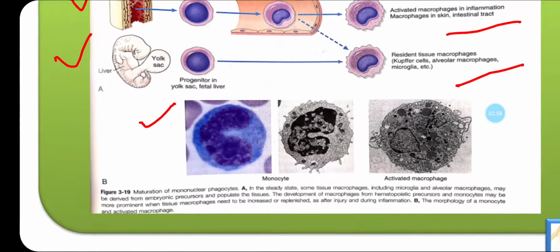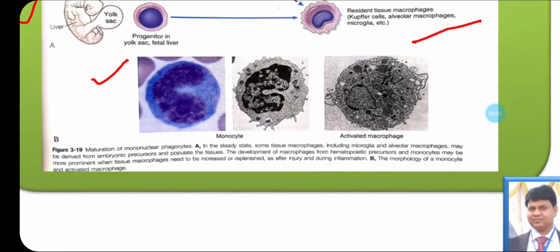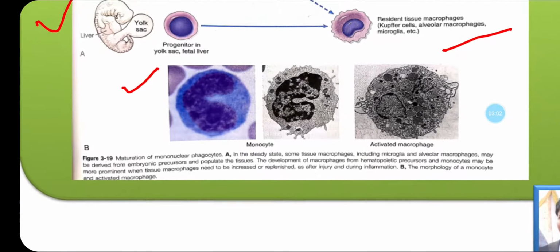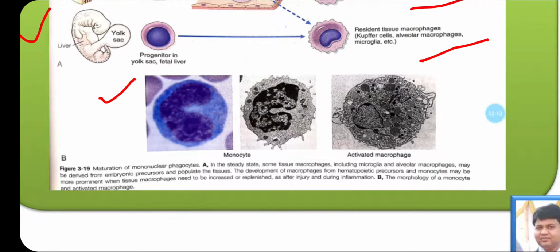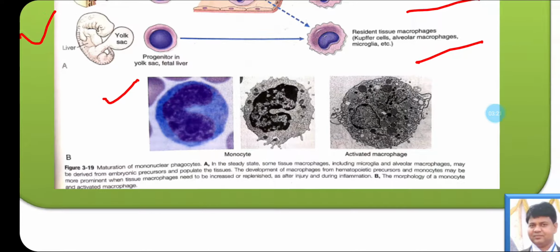So in the diagram you can see a typical monocyte, which has a kidney shaped or bean shaped nucleus along with the deep basophilic cytoplasm. On the other hand, you can see the activated macrophage, which has an abundant amount of cytoplasm, and you can see a lot of granules which store the different types of chemical mediators.